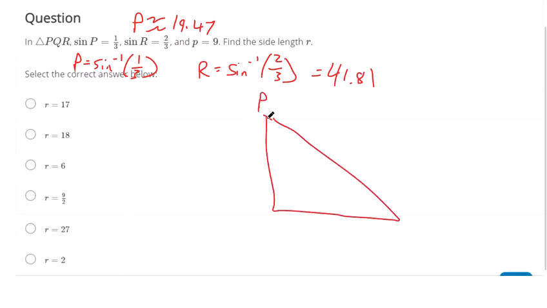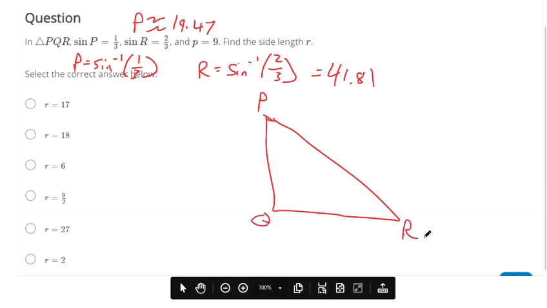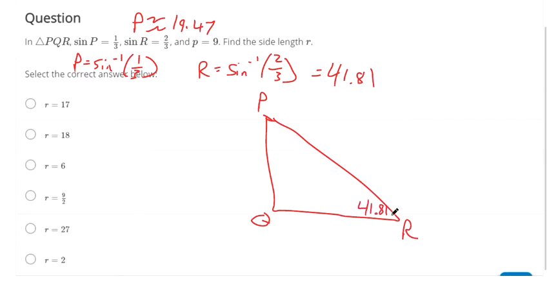I just made a random drawing without looking at the angles I had. P, Q, R. We just found out using some trig that R is 41.81. P was 19.47, by using the inverse trig on our calculator, and then we could use that to find Q. I don't know if we're going to need to know what Q is yet. We're asked to find out what little r is, so the side length that's across from this angle.